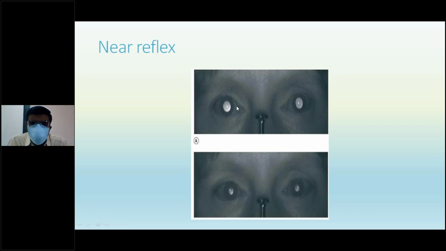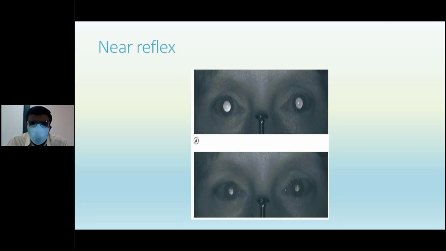On looking at a distance object, the eyes are aligned straight and pupils are dilated. And looking at a near object at a distance of 25 centimeters, the eyes are converged and pupils are constricted. You can see here the difference in the size of the pupil. Pupils are constricted here, both eyes, and eyes are converged. They are aligned medially. Convergence means they are aligned medially. Divergence means they are aligned laterally.